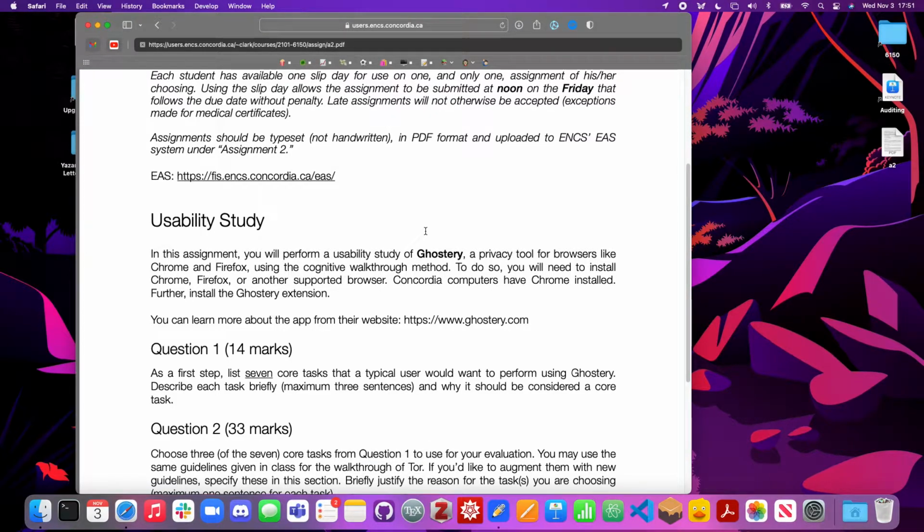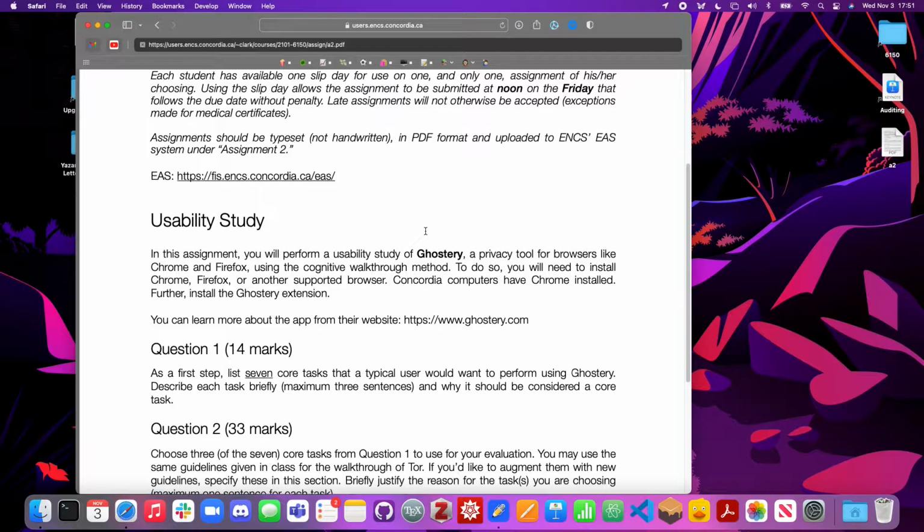What you'll do is a cognitive walkthrough, kind of like what we did in class with Tor, but you'll hopefully do it in a little more detail than the detail I gave. But you'll do the exact same process. So the tool you'll do it on is called Ghostery. It's kind of like a privacy tool that looks at your cookies and different things that track you.